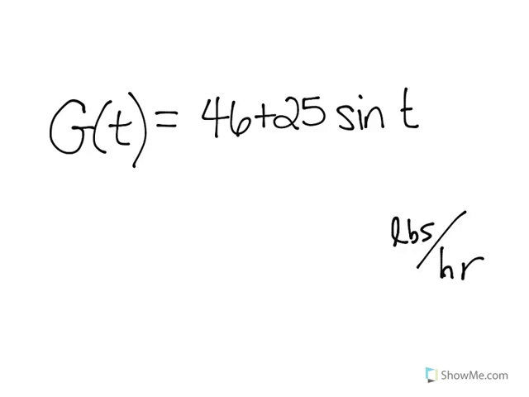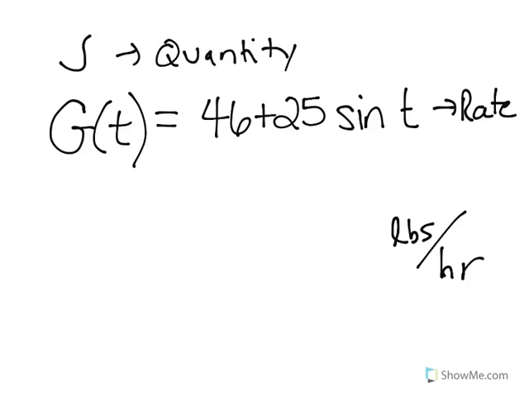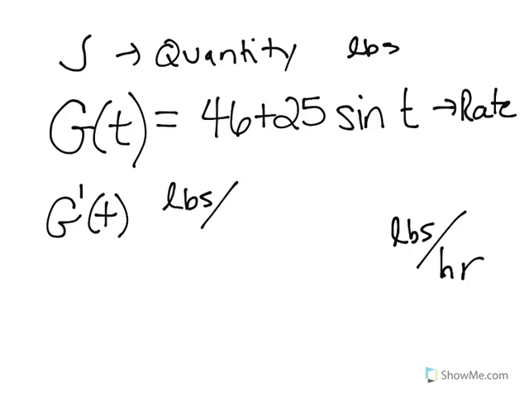Okay, so whenever you're given that initial information, remember this is your rate, and your rate is like a derivative. The integral of that is going to be a quantity. So the quantity, if you integrated this function g of t, I'd get back the units in pounds. And if I take the derivative, that's going to be the rate of change of the rate of change. So that would be pounds per hour squared. And I see that as the rate of change of the rate of change.